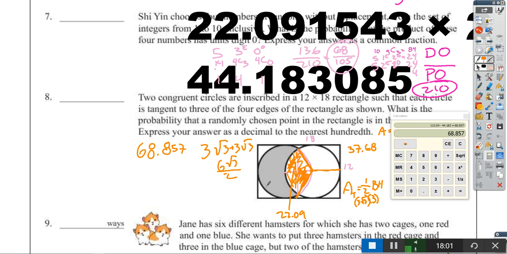Now I want to know the fraction of this area for the whole thing. Well, the whole thing is 12 times 18, so I have 12 times 18. Okay, it's 216. That was my area code growing up, Cleveland, Ohio.